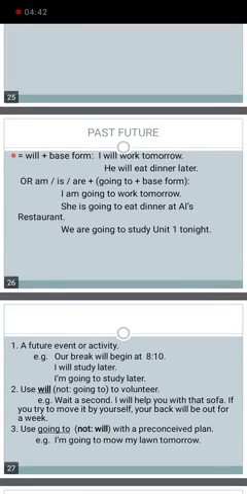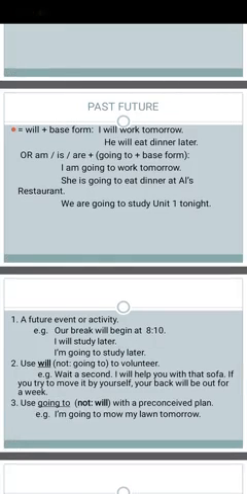Lastly, we are looking at simple future. We have will plus base form. So I will work tomorrow. It talks about something that will happen in the future.